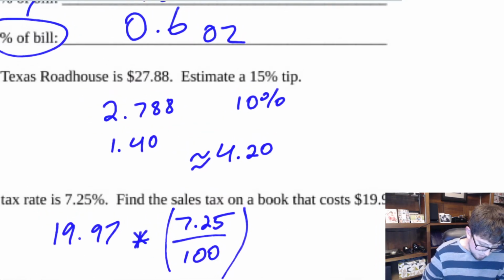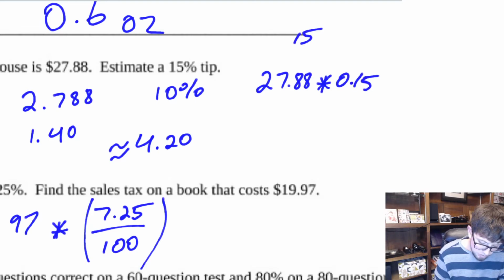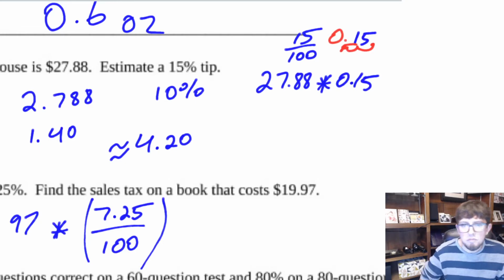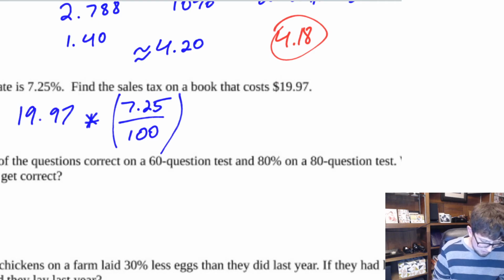If you wanted to find the actual 15% tip, you could take $27.88 and multiply by 0.15, because we started with 15%, which is 15 out of 100, and we just take that original 15 and move the decimal place to the left twice. And it turns out 15% of $27.88 is $4.18. So my guess was pretty close. Here, if I go 19.97 times 0.0725, the tax is $1.45.